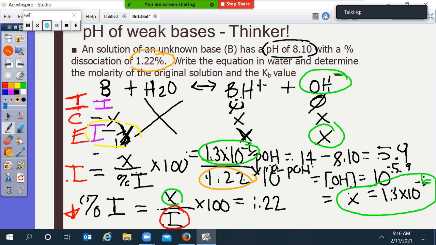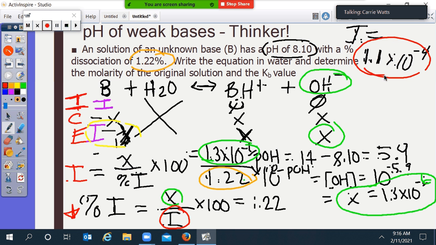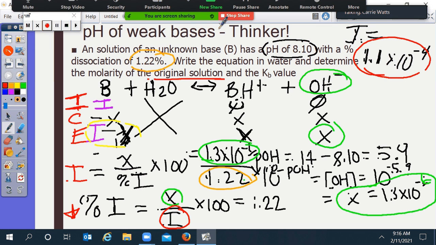I'm going to come over here, and I end up with I, which is the initial amount, of 1.1 times 10 to the negative fourth. So that's what I get as my initial amount I. That's how much I started with, which is the first part of the problem. Then they want the KB. I'm just going to go to another page because I'm running out of room.